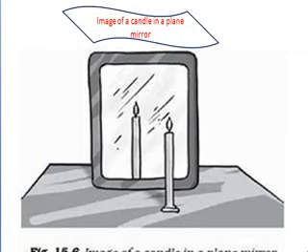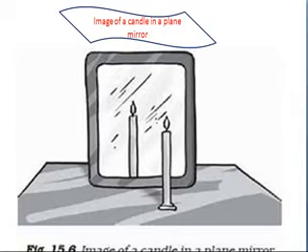Now we should come to know about 2 more terms. Firstly, erect. Now what does an erect image mean? The upright image which you can see here, that is known as an erect image.